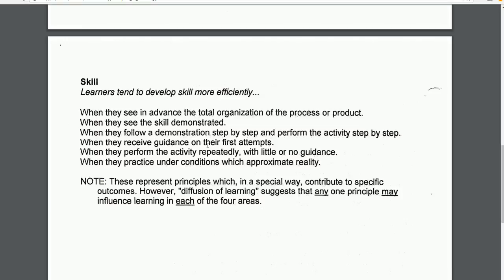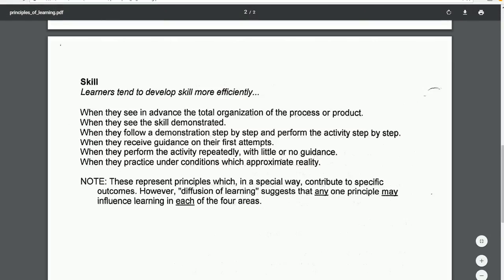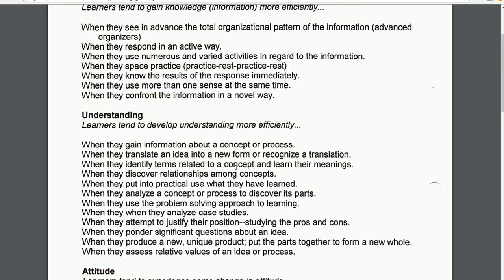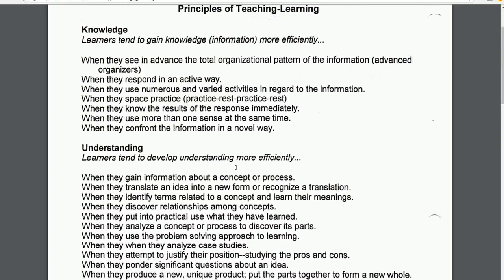When they receive guidance from their first attempts, when they perform the activity repeatedly with little or no guidance, and when they practice under conditions which approximate reality, which would be they practice in a synthetic environment, but it's one that's like a simulation or a simulator environment. Well, these are principles that we will use and talk about as we design our lesson plans.